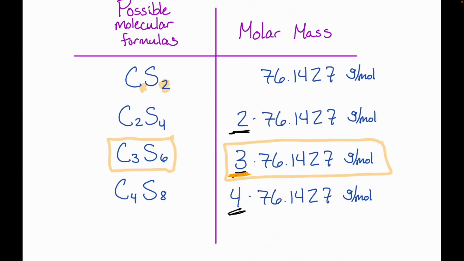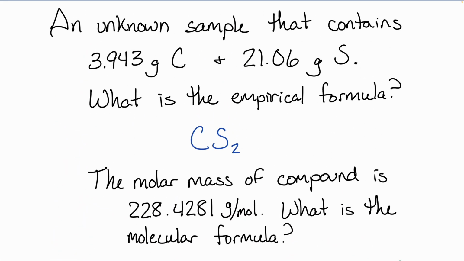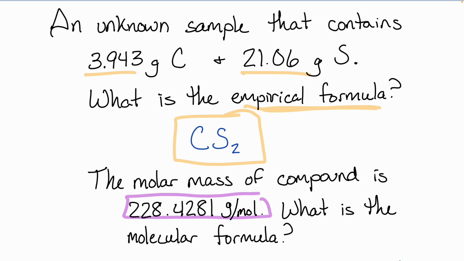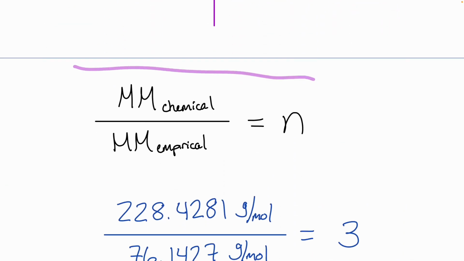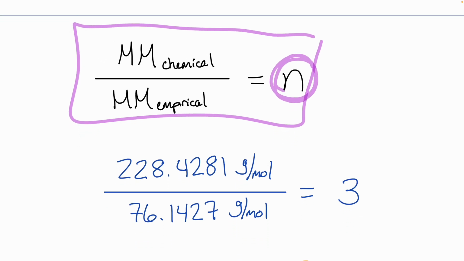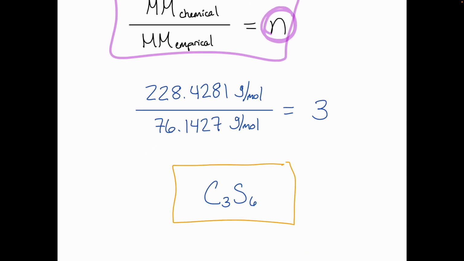Okay, so given our first problem here, we had this mass composition data. We used that to get the empirical formula of our compound. Once we had that, if we're also given the molar mass of our compound, we can determine the molecular formula. And again, by taking the molar mass of our chemical divided by the molar mass of our empirical, we get this whole number n that we multiply our empirical formula by, giving us our chemical formula.